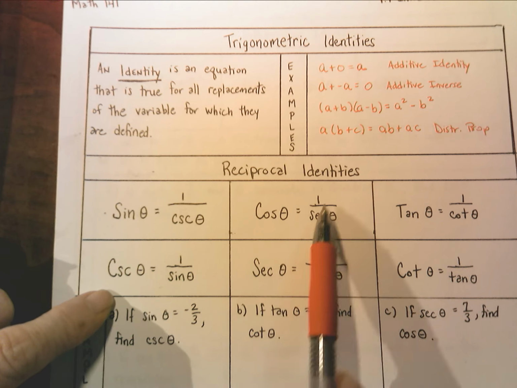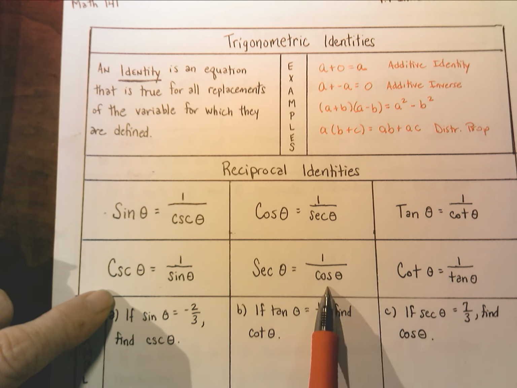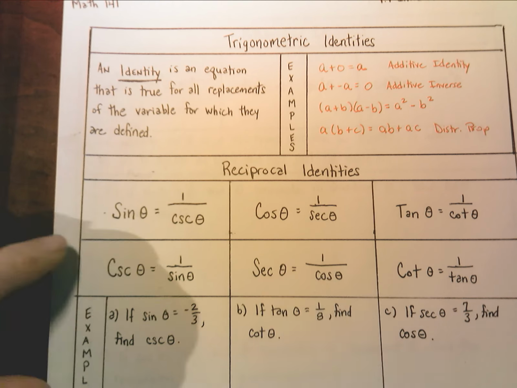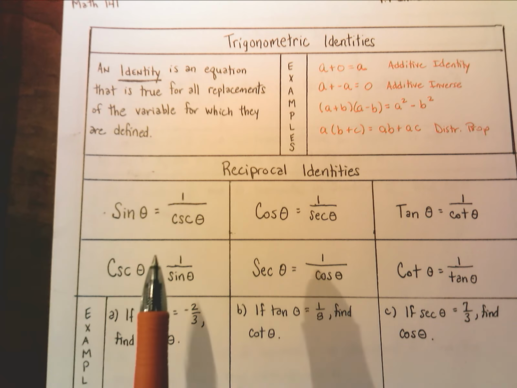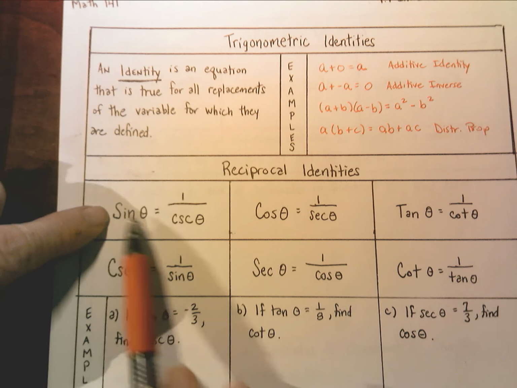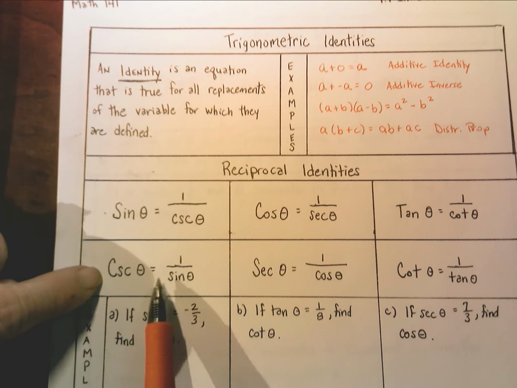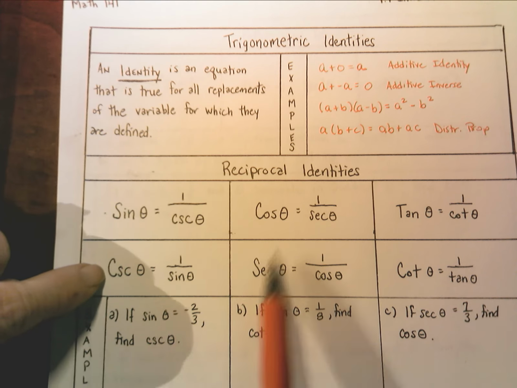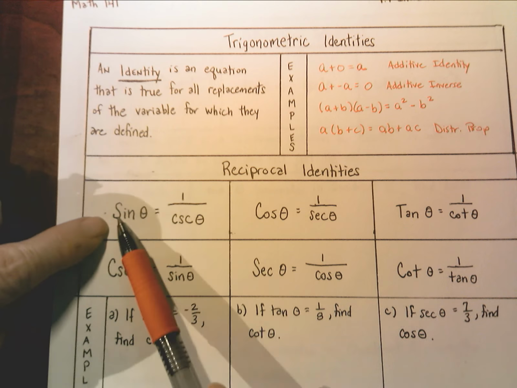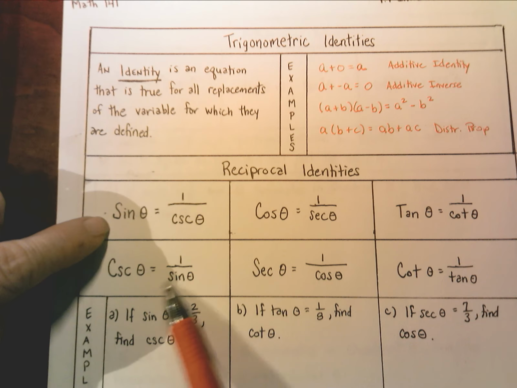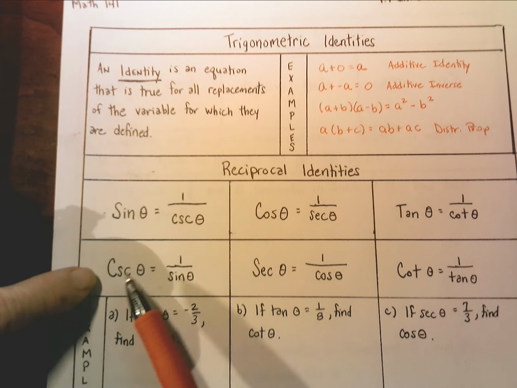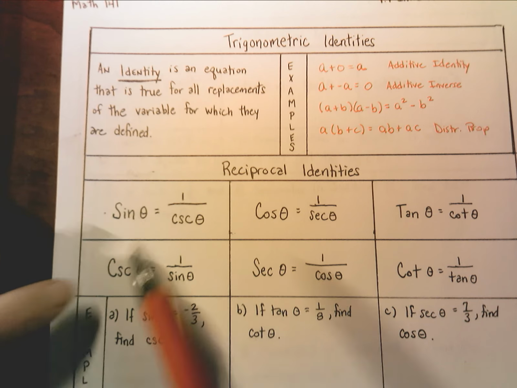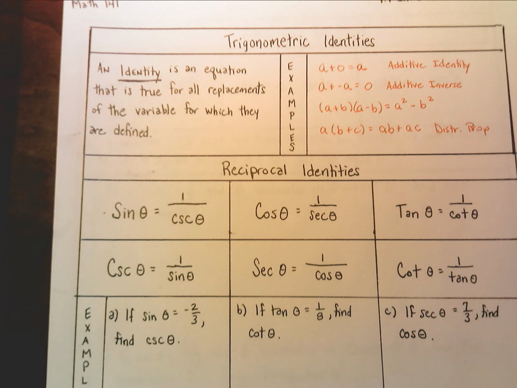Cosine is 1 over secant. Secant is 1 over cosine. So these are reciprocals of each other. If you have a tendency to get these mixed up, and you can't remember whether cosecant goes with sine or cosine, just remember it's the S with the C, and the C with the S. You'll never have the S with the S or the C with the C. You always will have the sine with the cosecant and the cosine with the secant.